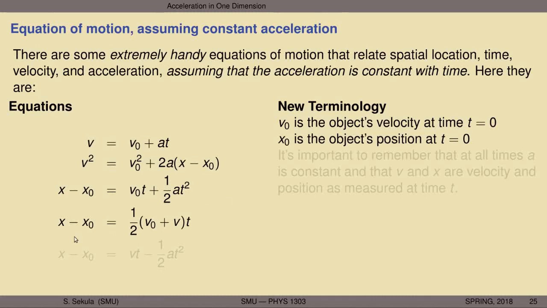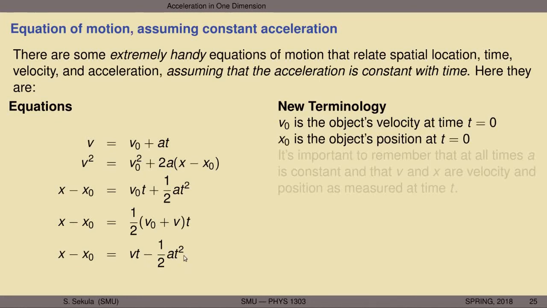The next equation is that the displacement is equal to 1/2 the initial velocity plus the final velocity. That whole quantity you're going to divide by 2, that is multiply by 1/2, and that whole thing is multiplied by the time. And then finally, we have that the displacement is equal to the final velocity at time t, multiplied by that time, minus 1/2 the acceleration times time squared.